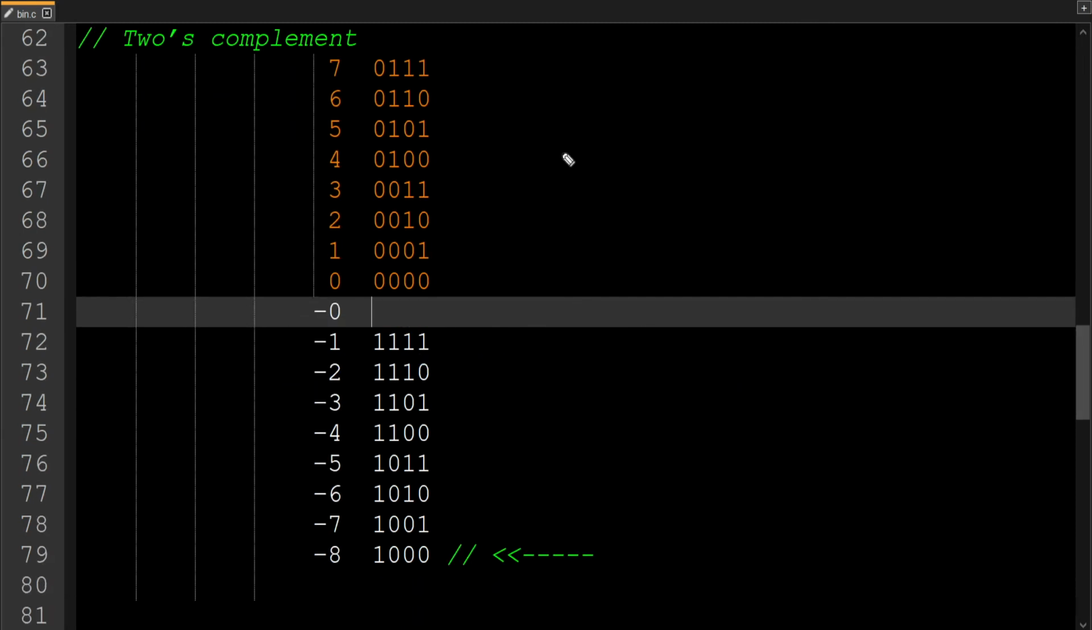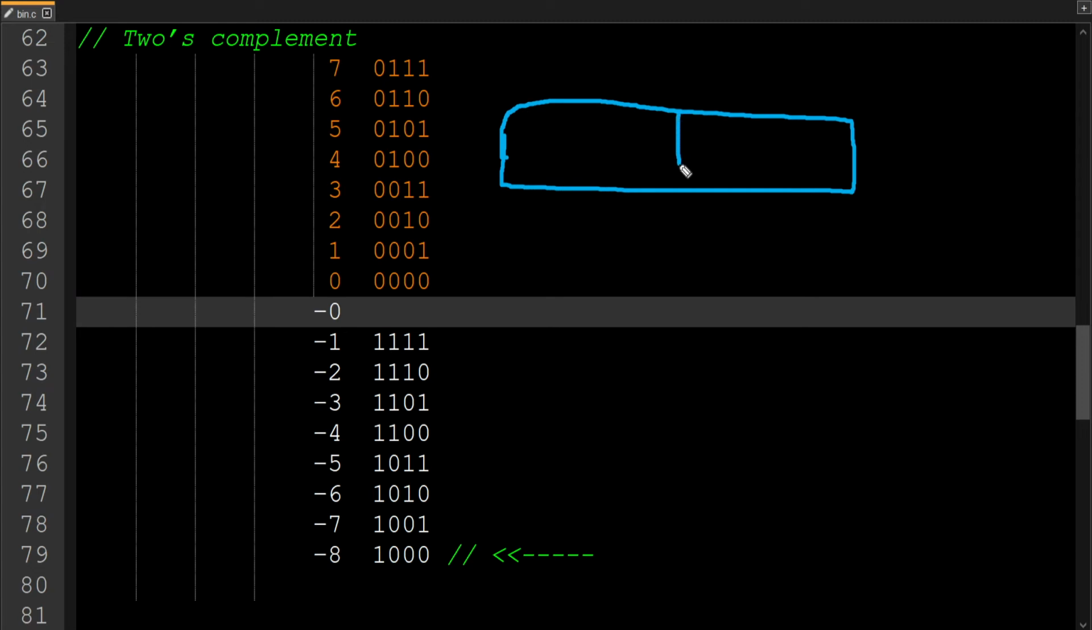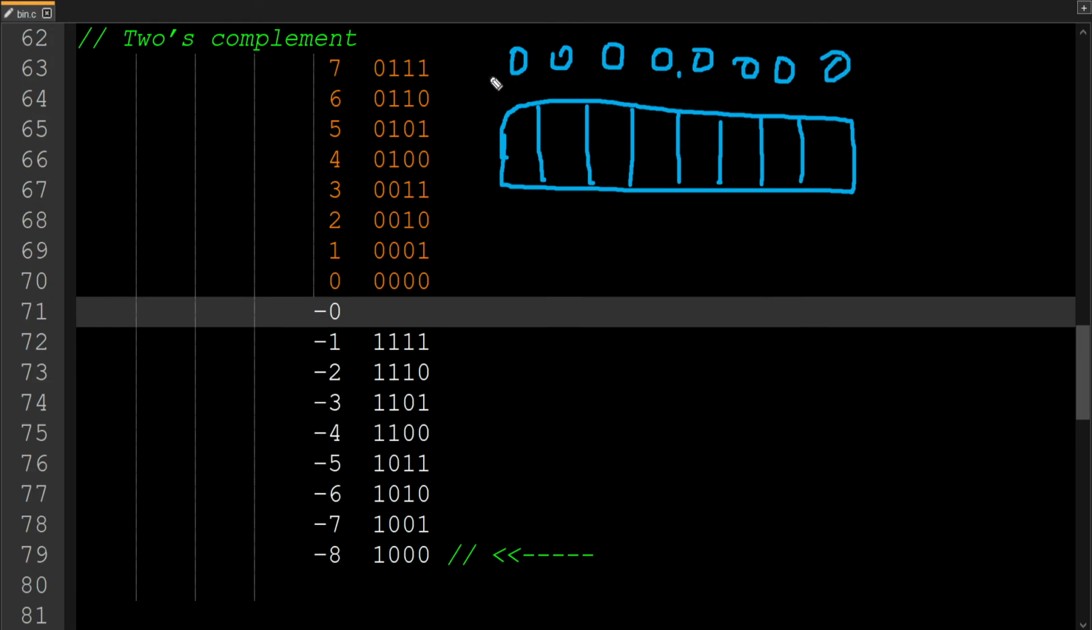So let's take a bigger number now. Let's say we have not 4-bit, but much more. We would have 8-bit. So we take our 8-bit number, and we want to have a 0 here. Let's make it with a bigger number. So our unsigned 0, it's this one.